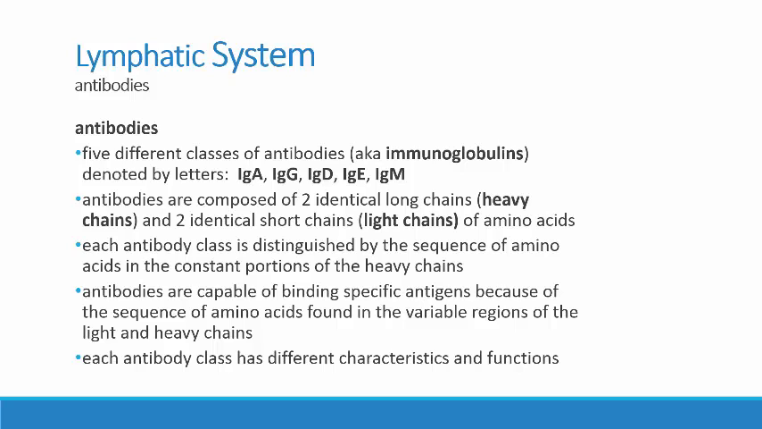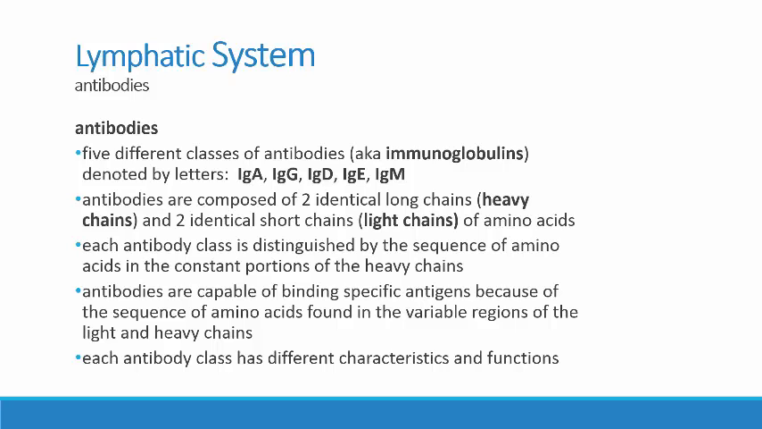There are 5 different classes of antibodies, also termed immunoglobulins, because they're globular proteins. They're denoted by 5 letters, which are letters of the Greek alphabet: A, G, D, E, and M. Alpha, gamma, delta, epsilon, mu. Those are the Greek letter names.